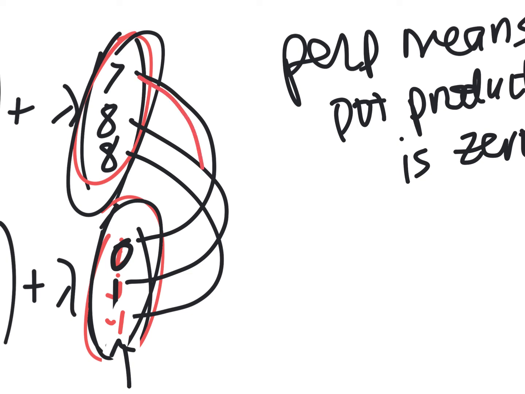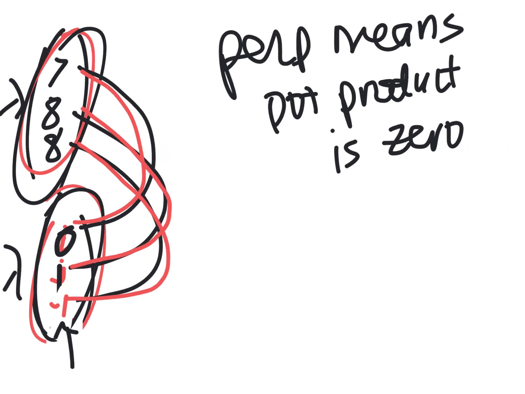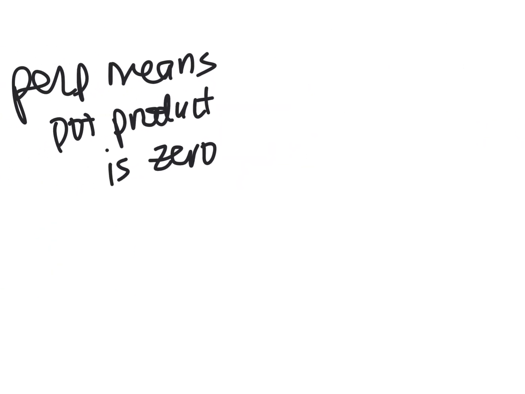So I'm going to go 7 times 0 is 0, 8 times 1 is 8, and 8 times negative 1 is negative 8, adds up to 0, dot product, 0. Those 2 are what? Perpendicular. All right, I'm going to give you another one.